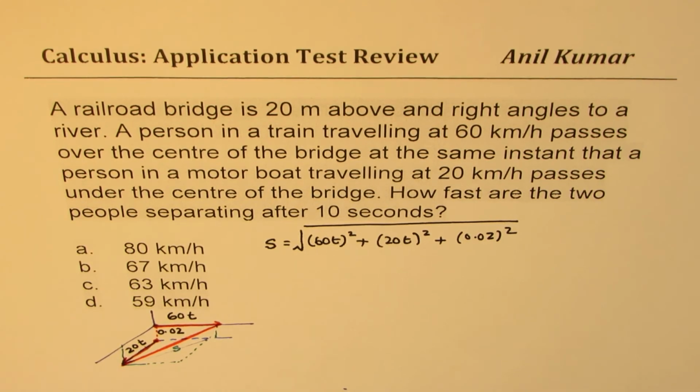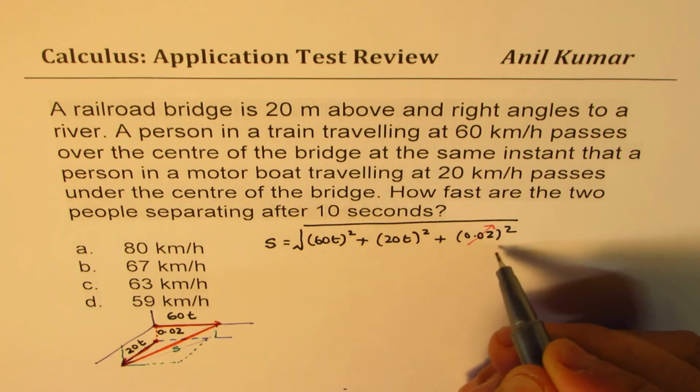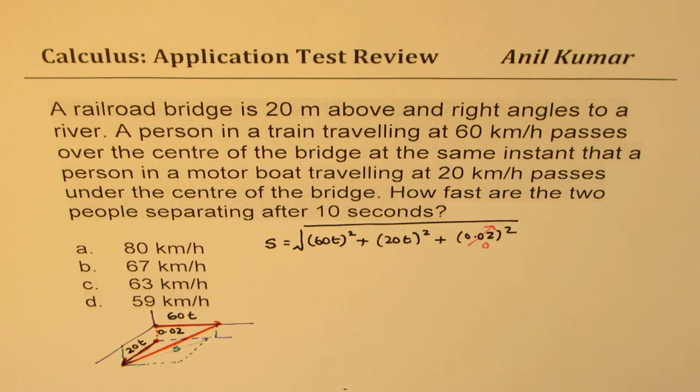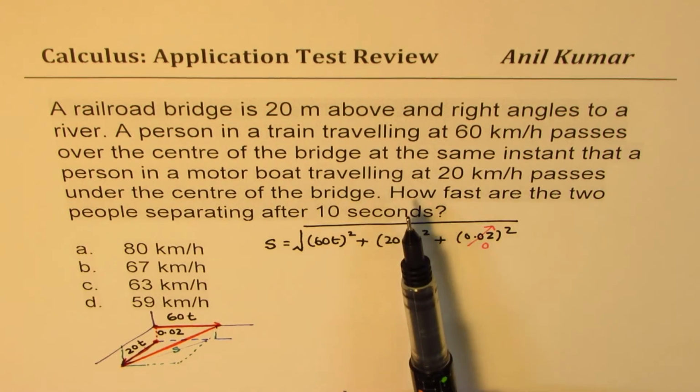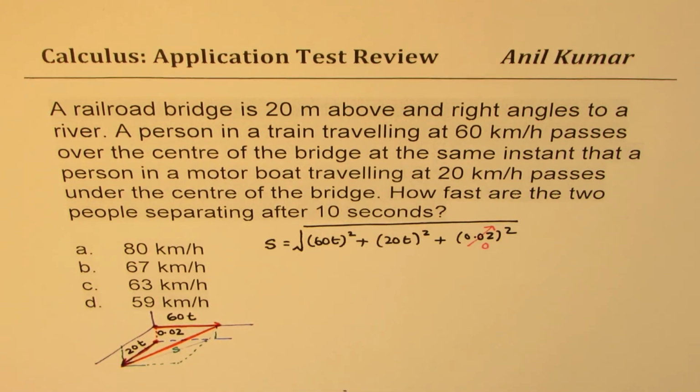Now for easier calculation, since we are rounding to a whole number, this number 0.02 square is as good as 0. It approaches 0. So basically it becomes a 2D problem. Do you understand? It becomes a 2D problem, right? So that is the value at any instance of time. Now I wrote this formula basically to find the initial values, right? We are asking how fast the two are separating after 10 seconds. So let us find initial conditions.